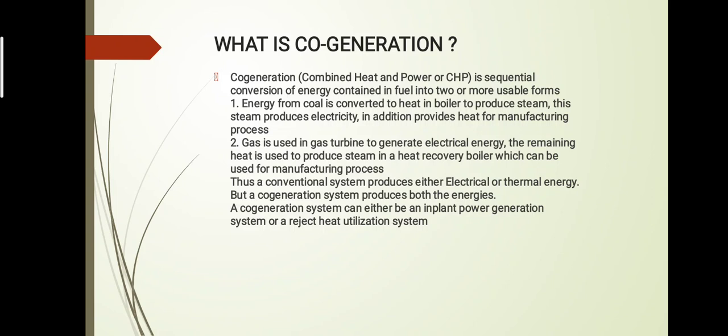Thus, a conventional system produces either electrical or thermal energy, but a cogeneration system produces both energies. A cogeneration system can either be an in-plant power generation system or a reject heat utilization system.